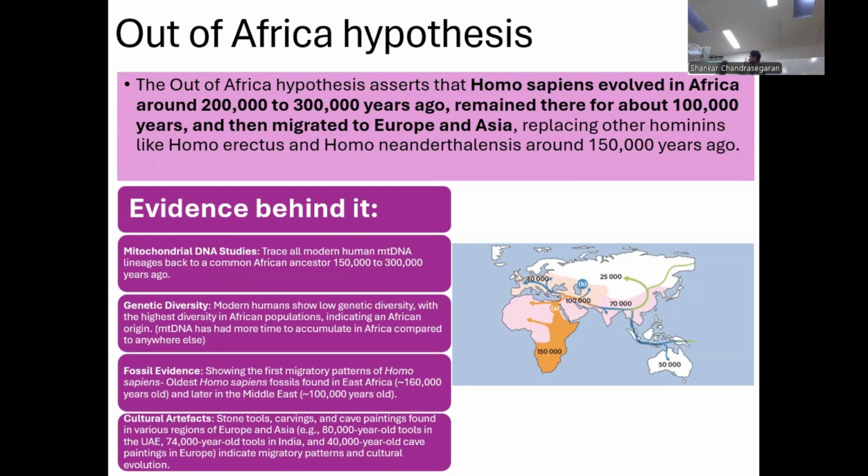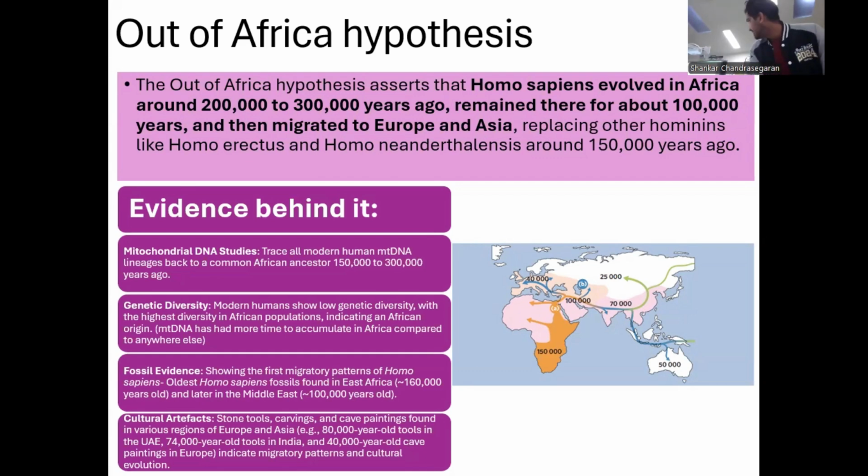So basically, when it comes to the out of Africa hypothesis, it's talking about when Homo sapiens evolved in Africa about 200,000 to 300,000 years ago. That's our point of origin. And we stayed in Africa for a few tens of thousands of years. The timeline is a bit strange. And then eventually we left Africa and started to migrate out of Africa into Europe and Asia. So, what is the evidence to support it?